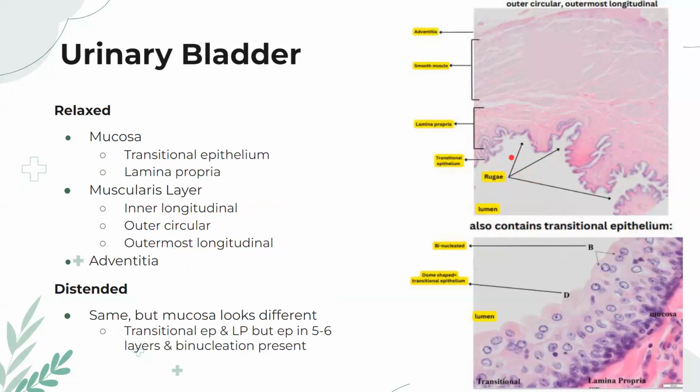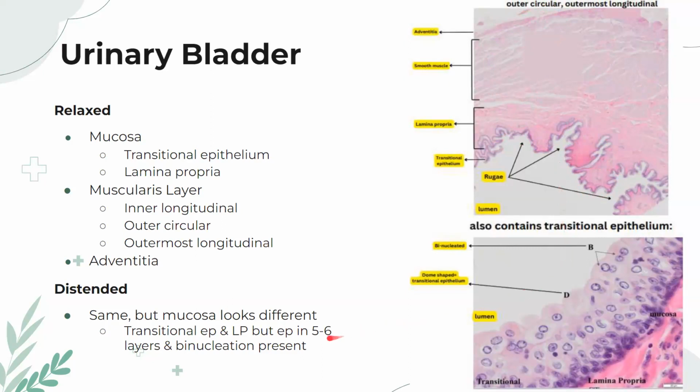Talking about it on this histo image, we have, first of all, the purple looking thing, which is the transitional epithelium. This pink looking portion is the lamina propria, and then all of this is the muscular layer. Initially we have inner longitudinal, this middle portion which is circular, and then outer longitudinal once again. The adventitia would be somewhere right here. We have rugae in the relaxed bladder, and these rugae are important because they're going to stretch out to accommodate the volume of urine once the bladder is full.